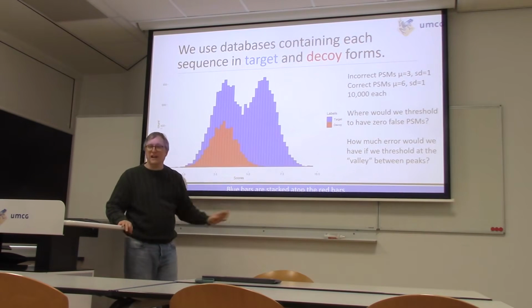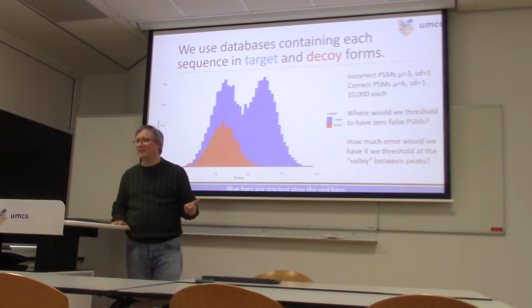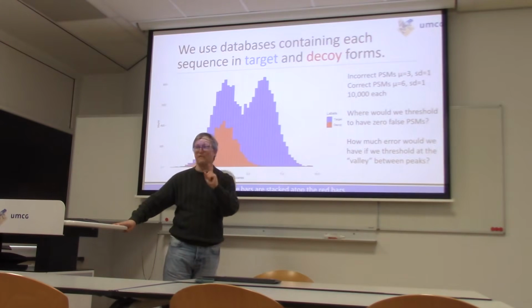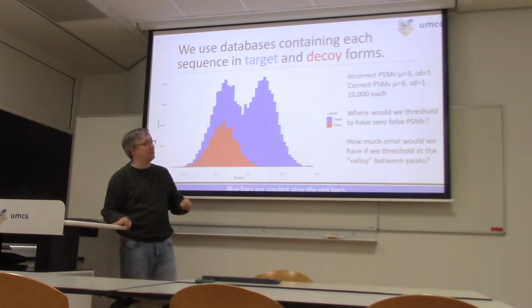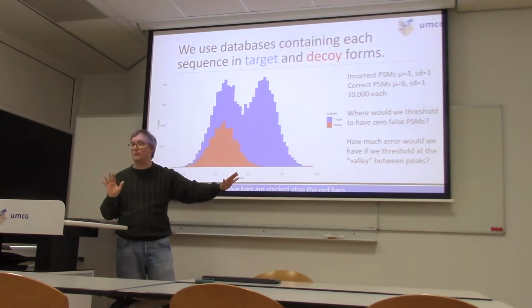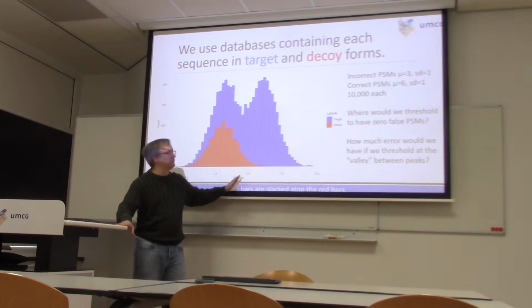Now, we didn't say that everything correct scored a 6 and everything incorrect scored a 3. What we said is that the mean of correct scores was 6 and the mean of incorrect scores was 3, but they have the standard deviation around them, which means that there's this mix between these two peaks.